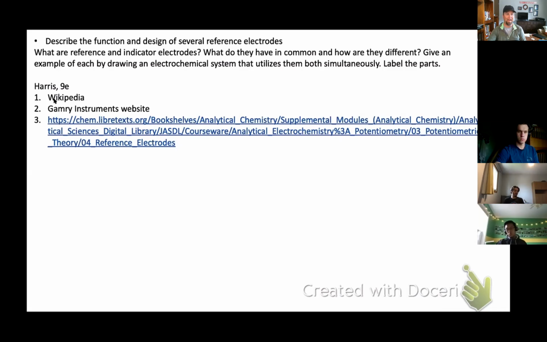And then the other one, I have this extended link here. If you go to the Chem Libre Texts website, go to their bookshelf, then go to analytical chemistry, then go to supplemental modules, and just use each of these dashed sections as the click path to get to it. You'll be able to find an article on potentiometric theory and reference electrodes specifically. I looked through it briefly, and I think that these 3, in addition to Harris, provide some nice information that we can bring together and try to offer up a complete answer to the questions above.